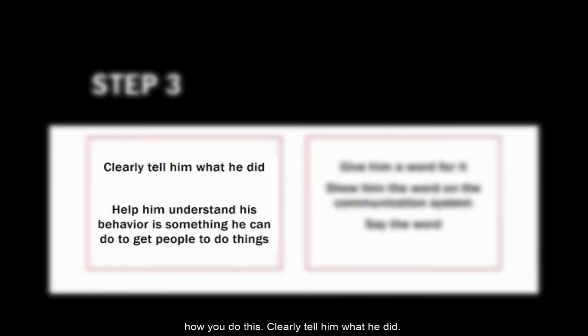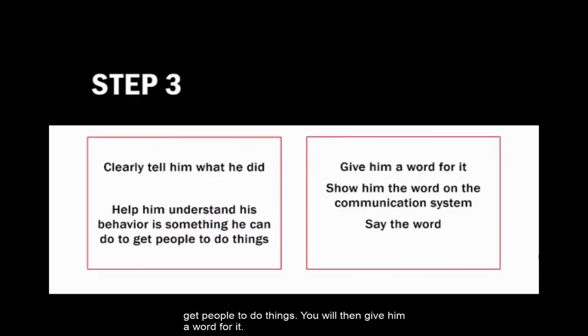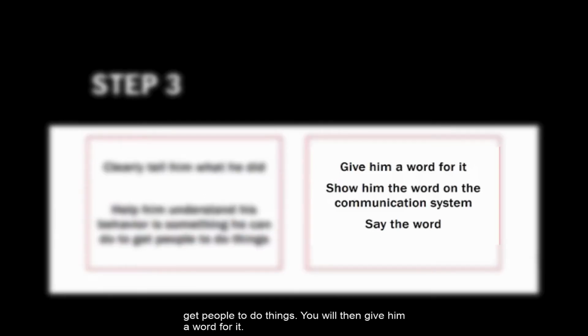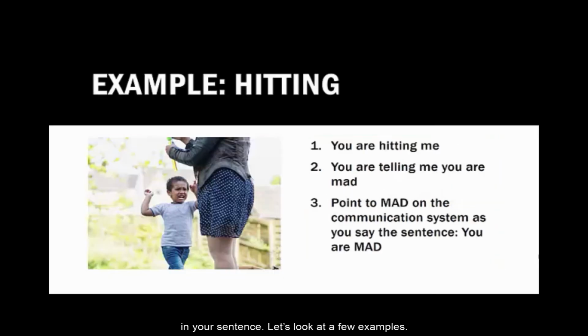Clearly tell him what he did. Help him to understand his behavior is something he can do to get people to do things. You will then give him a word for it. Show him the word on the communication system as you say the word in your sentence. Let's look at a few examples.